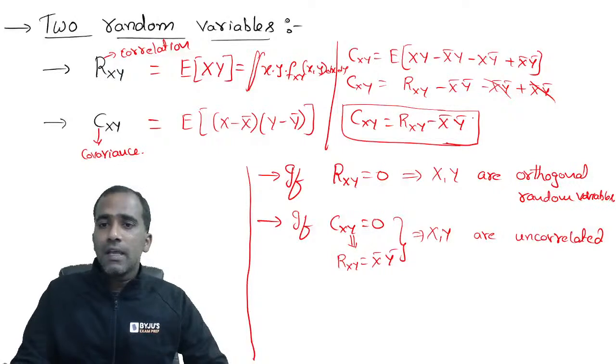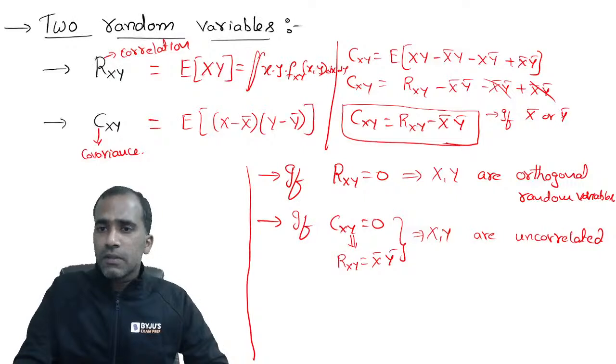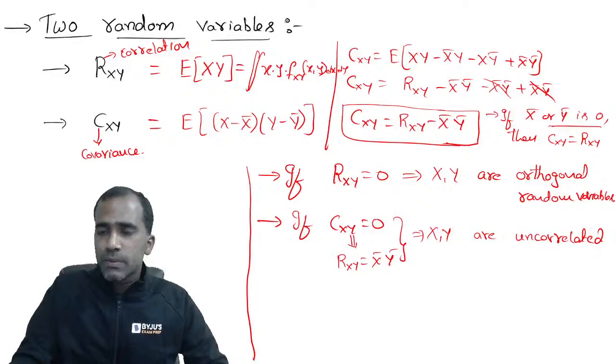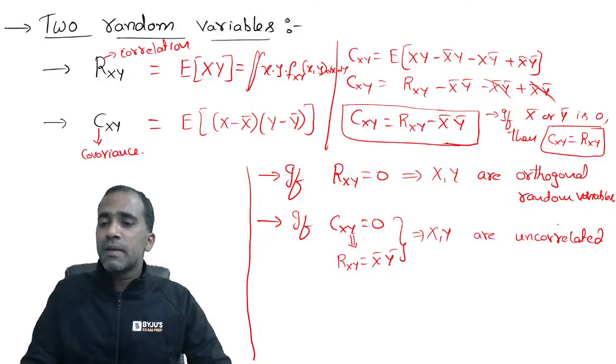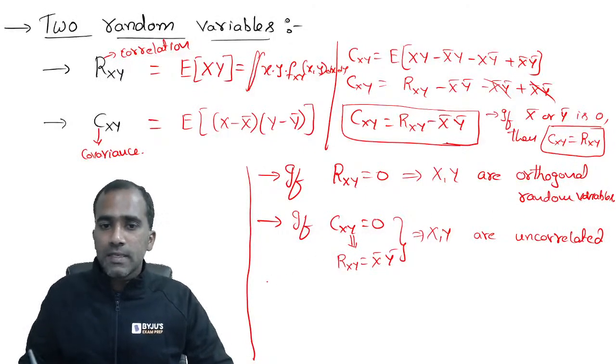Okay, and if x bar or y bar, one of them is 0, then what can we say? If one of the mean values of x and y is 0, not both of them, just one, then Cxy and Rxy are the same, no? Correlation and covariance become the same if the mean value of one of the random variables involved is 0. So orthogonality and uncorrelatedness become exactly the same if the mean of one of the random variables is 0. Okay, I hope it is clear till this point.